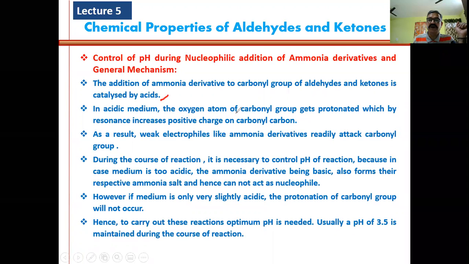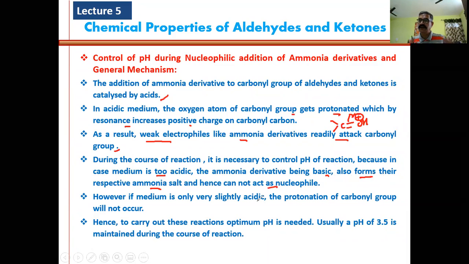In acidic medium, the oxygen atom of the carbonyl group gets protonated, which by resonance increases positive charge on the carbonyl carbon. It gets protonated, and hence it increases the positive charge on the carbonyl carbon. As a result, a big nucleophile like ammonia derivative readily attacks the carbonyl. During the course of reaction, it is necessary to control pH, because in case the medium is too acidic, the ammonia derivative being basic also gets protonated, forms its respective ammonium salt, and hence cannot act as nucleophile.